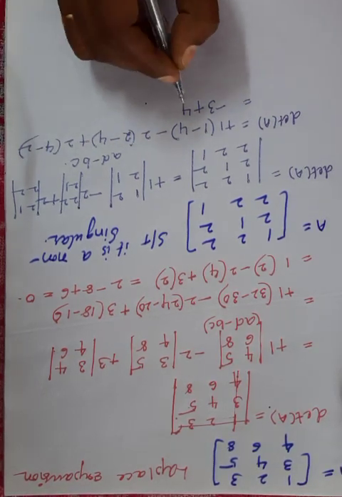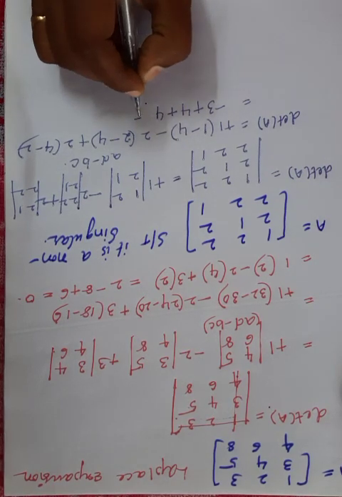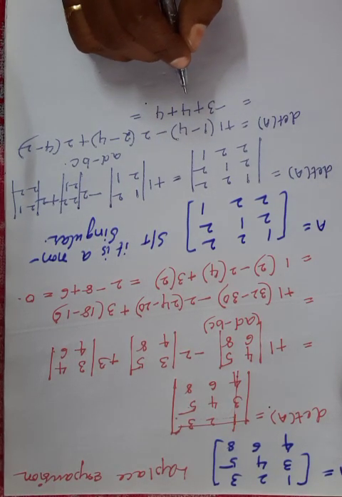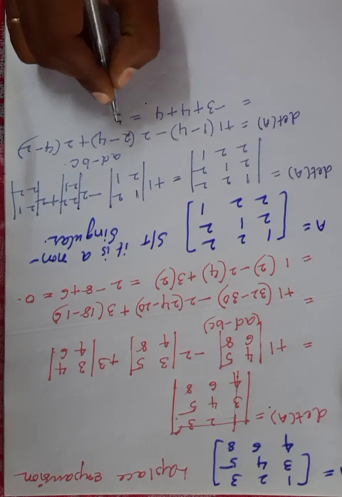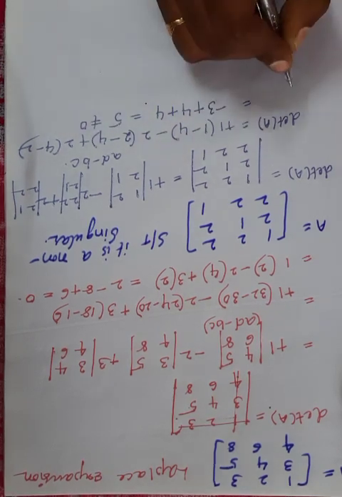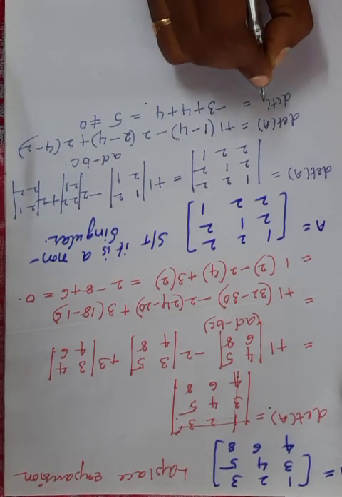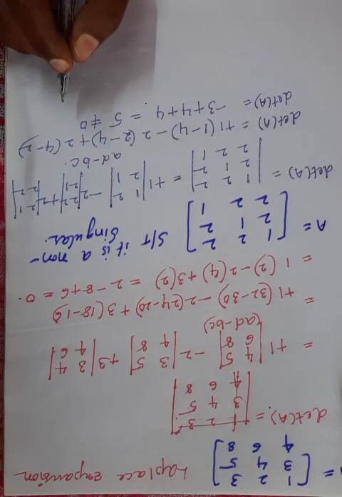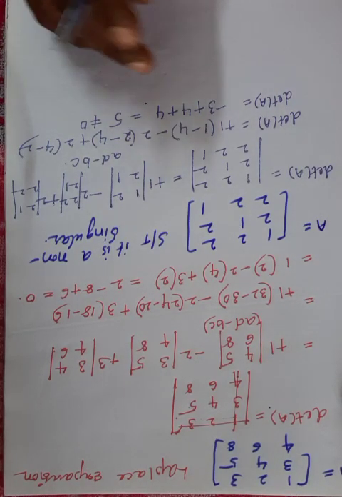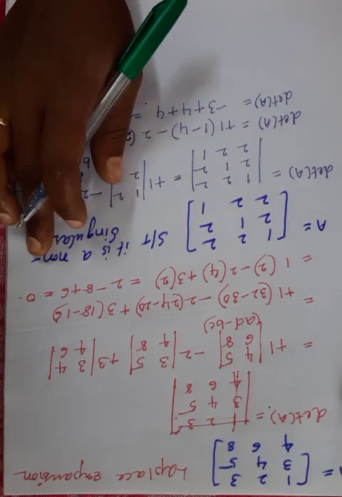2 into 2 is plus 4, so plus 4 will become 8. 8 minus 3 is 5, which is not equal to 0. Hence the det value for the given matrix is not equal to 0. Then we should call the given matrix A as a non-singular matrix.